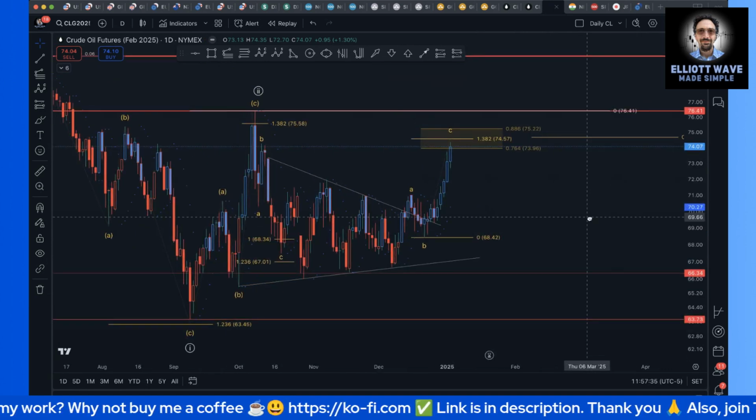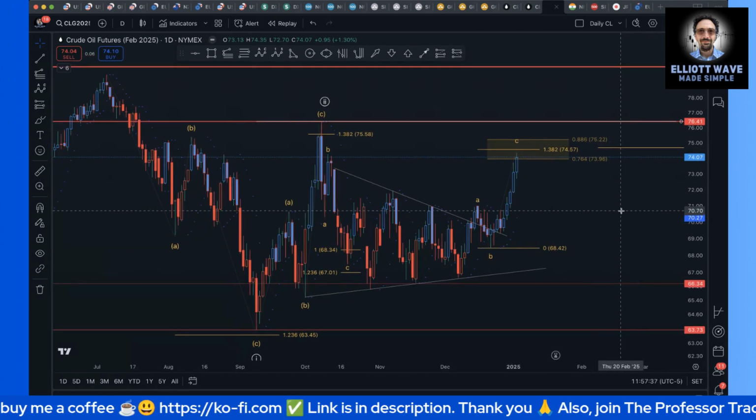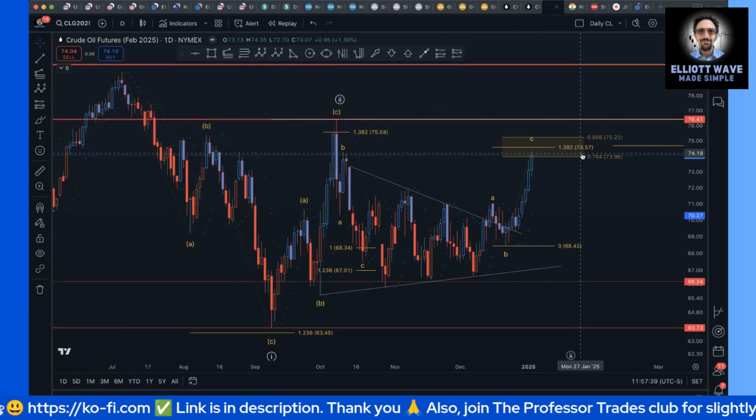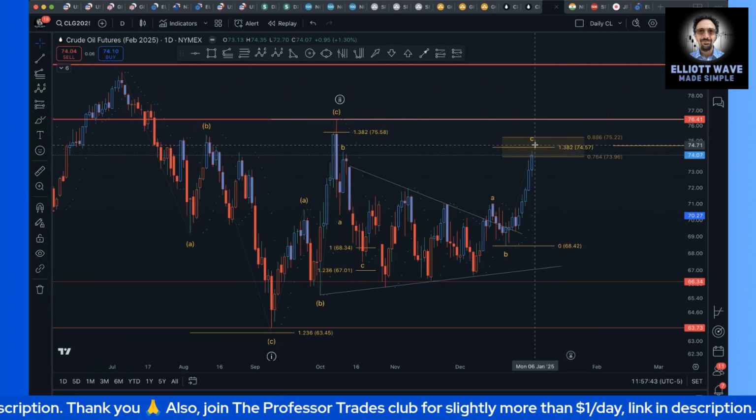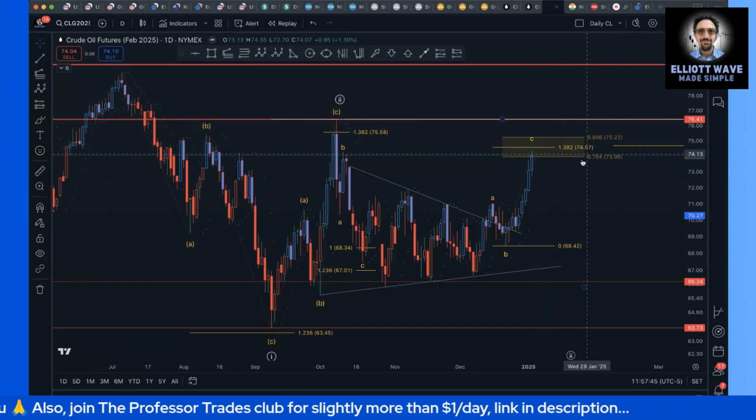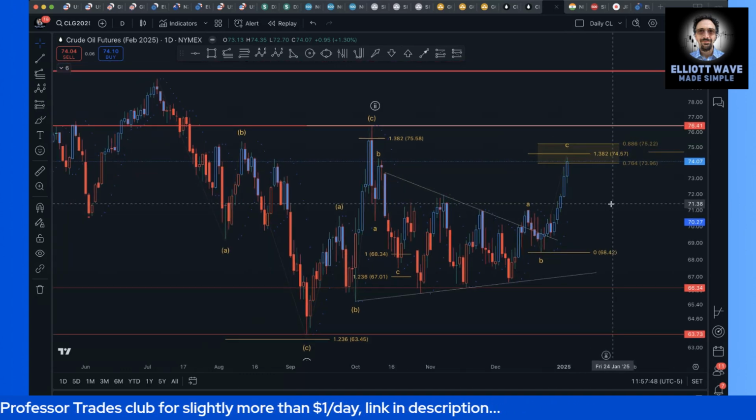But the real game that we're playing right now is find the top. So 74.57 is its next fib up. Could it come up and poke above that some? Sure. So somewhere in this yellow box is where I'm looking for the top.